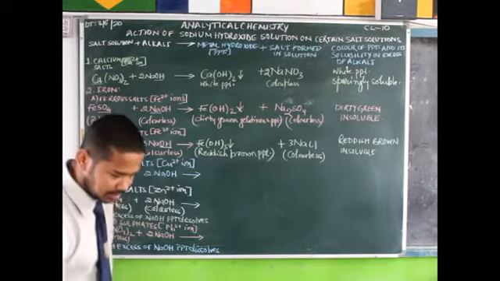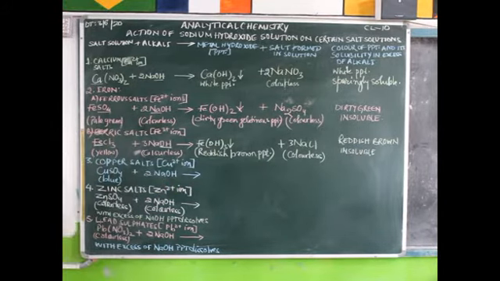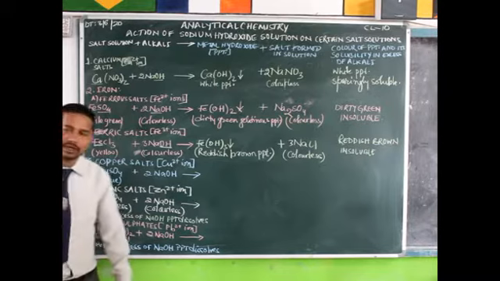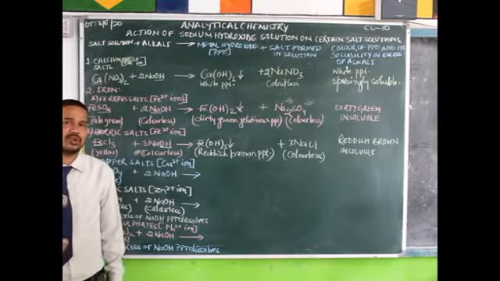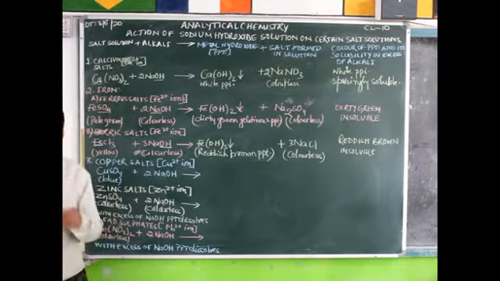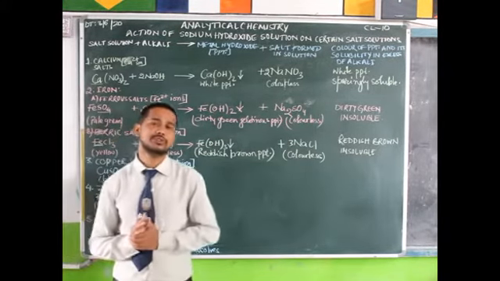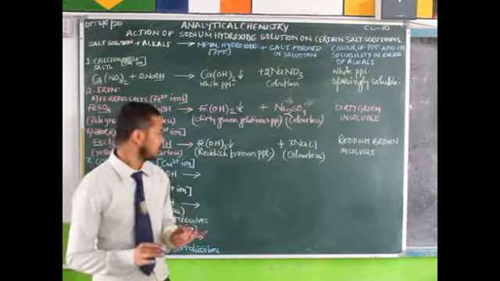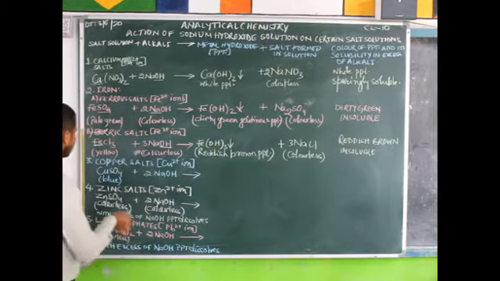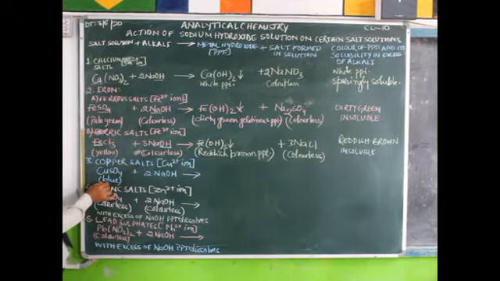Okay, now let's see about this one. Copper salts, Cu2+ ion. So what is the color of cupric ion? Last time we learned, it is blue. Whatever blue color salt you see, copper ion is present in that, and it is cupric ion, Cu2+. So copper sulfate solution is blue in color.